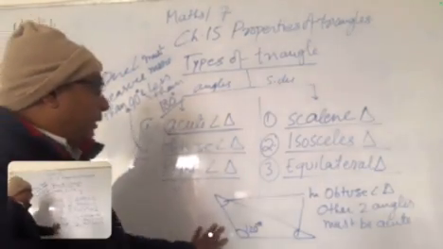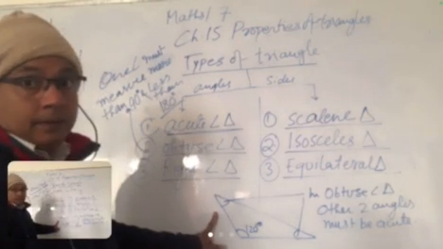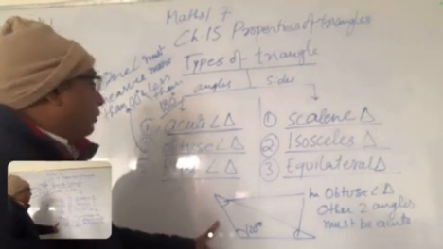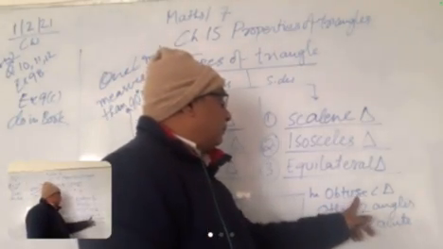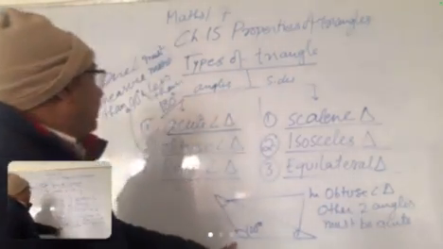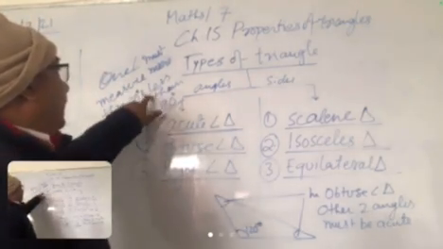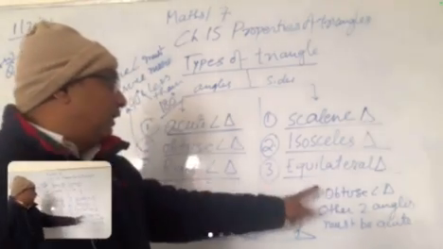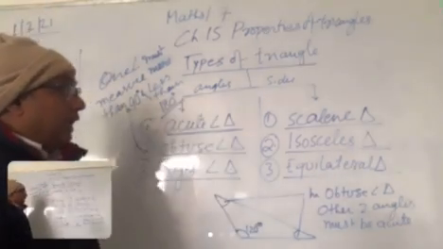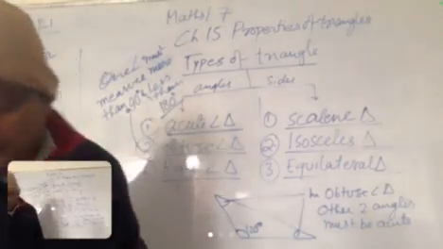Now everyone see, in an obtuse angle triangle, one angle must measure more than 90 degree and less than 180, means one angle must be obtuse, and in an obtuse angle triangle, the other two angles must be acute. Clear?